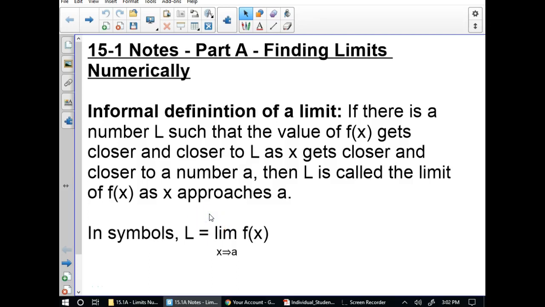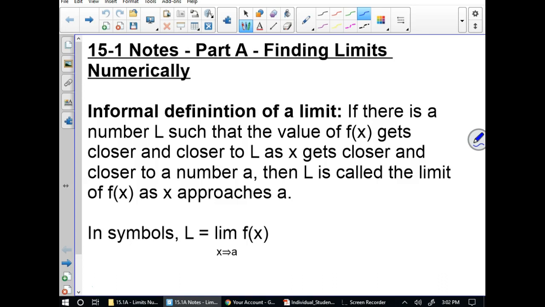Okay, so we have looked at limits so far, but the limits that we have looked at have only been as x approaches infinity. So today we're going to look at limits that approach any value. So it could be limits as x approaches 4 or 0 or 27. And today we're just going to look at finding those limits numerically.